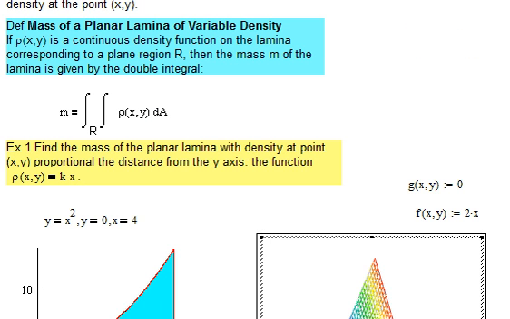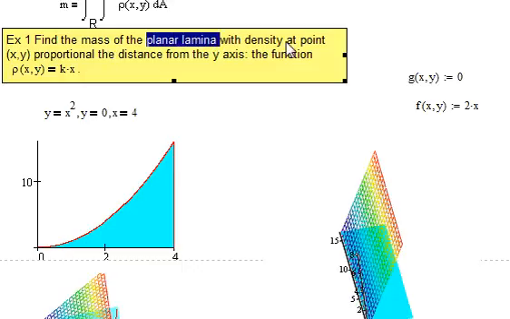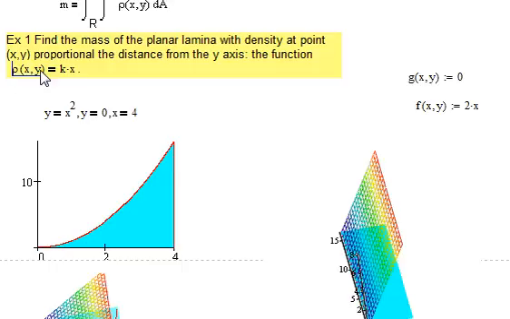Here's an example. We're going to find the mass of the planar lamina with density at point xy proportional to the distance from the y-axis. Now when we say proportional to the distance from the y-axis, that means the further away we get from the y-axis, the more dense it becomes, and we could say that our rho, our density function xy, is just some constant times x, because x is a measure of the distance from the y-axis.